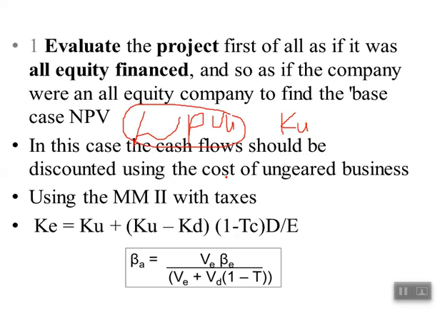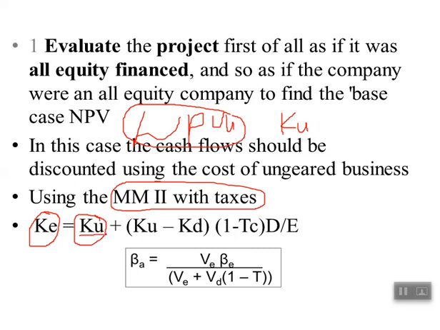Now, sometimes, as I said, you need to know some of these issues. You need to know how to adjust the cost of equity of a business, because this is what we need when we are discounting our cash flows. So if you have the cost of equity of a business that is geared, then it means you need to apply the Modigliani and Miller 2 theory with taxes. If you apply it, then you can get the cost of ungeared. It is going to depend on the information that you are given.